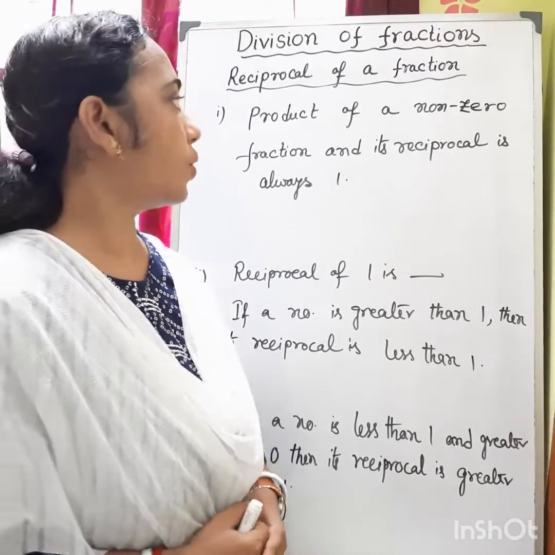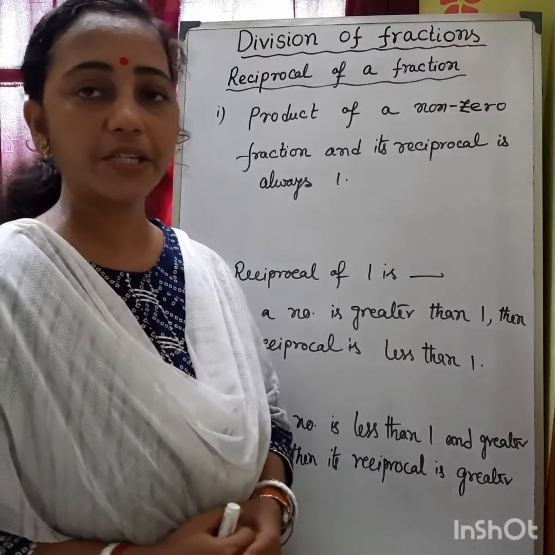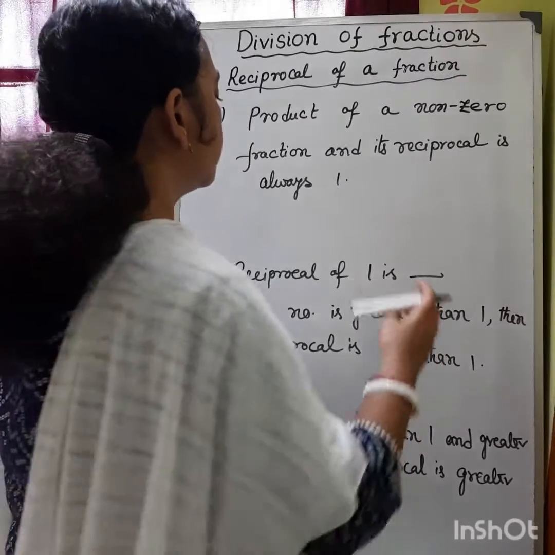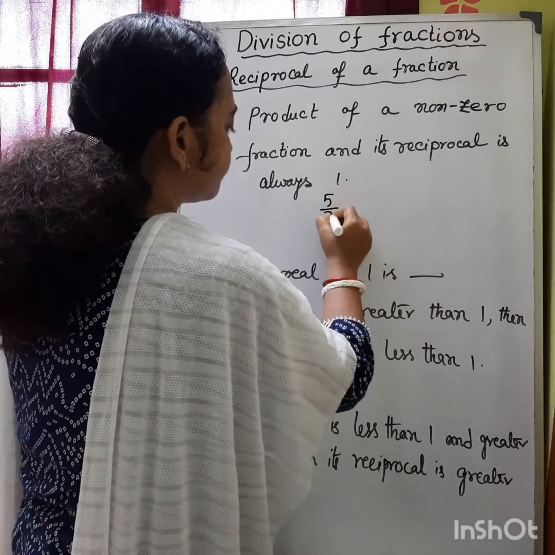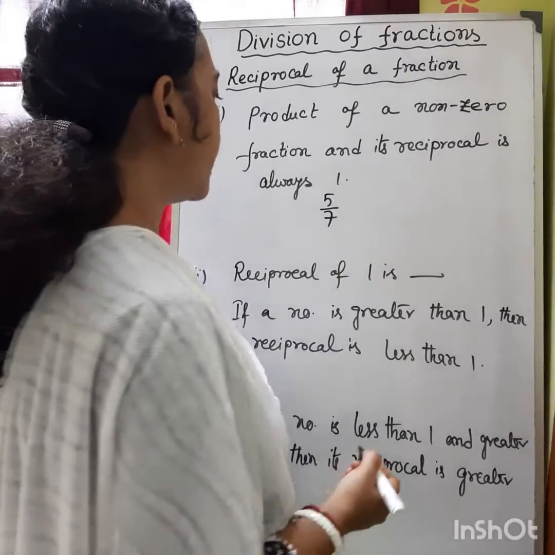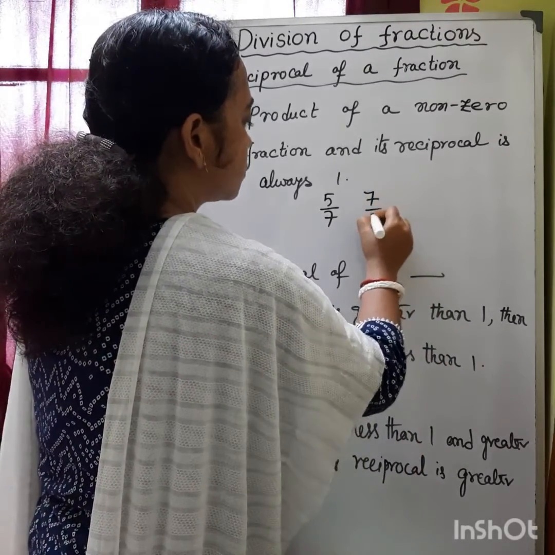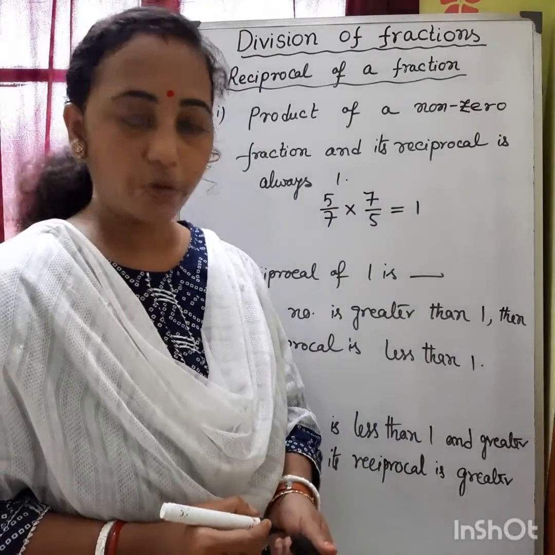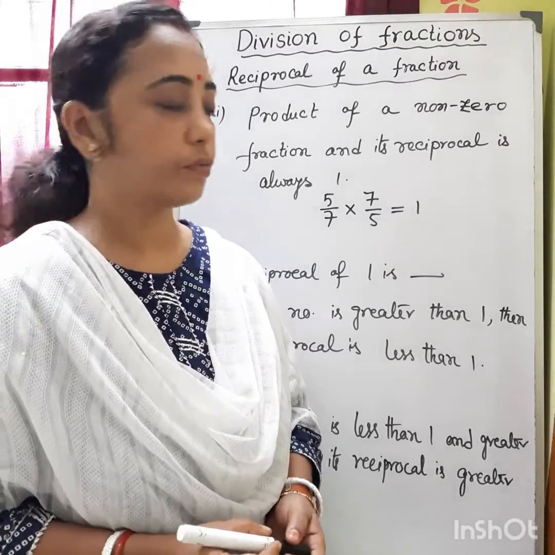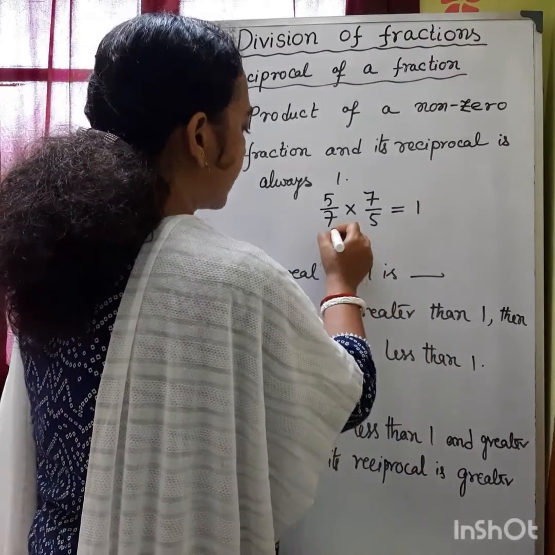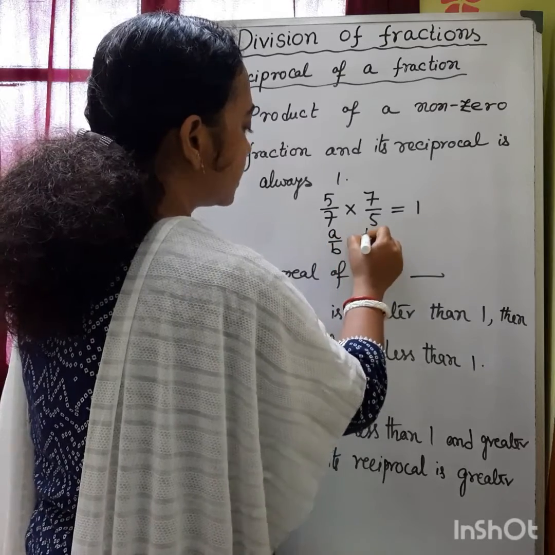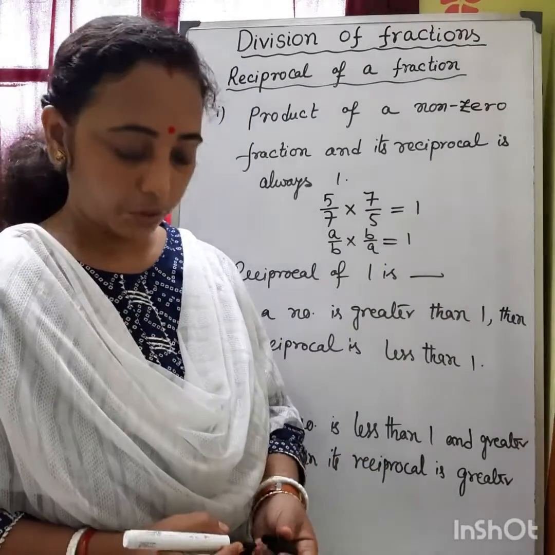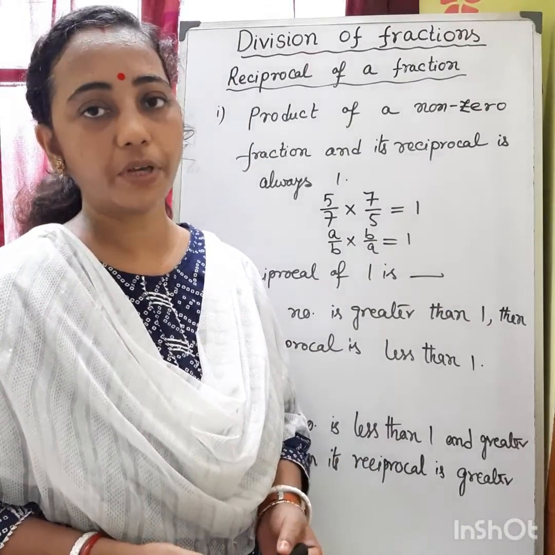Now let us see some important points. The product of a non-zero fraction and its reciprocal is always 1. Let us take any non-zero fraction, for example 5/7. The reciprocal of 5/7 is 7/5. Their product is coming here 1. If we take any non-zero fraction a/b, then its reciprocal is b/a, and their product is 1. So the product of a non-zero fraction and its reciprocal is always 1.